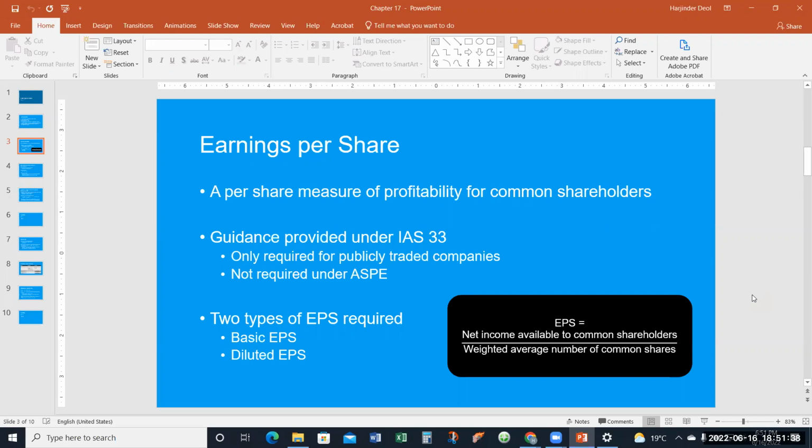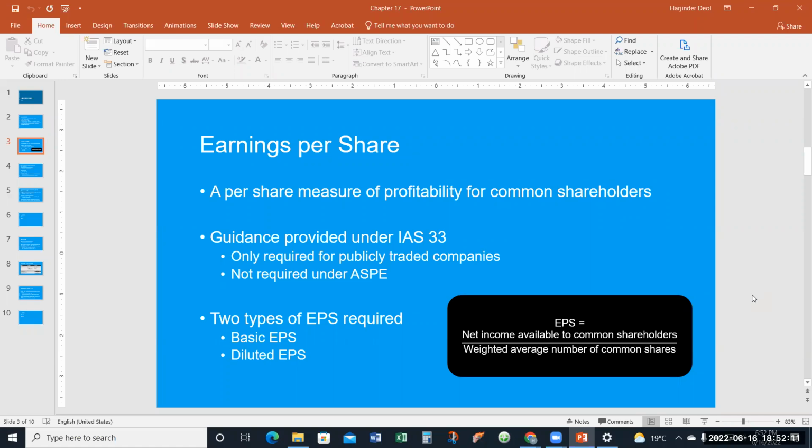Now in IFRS, IAS 33 provides guidance on earnings per share. Keep in mind, it's only required for publicly traded companies. So even if you have a private company that chooses to report under IFRS, because it is not a publicly listed company, it does not have to calculate EPS. So you don't have to calculate EPS if you're not publicly traded.